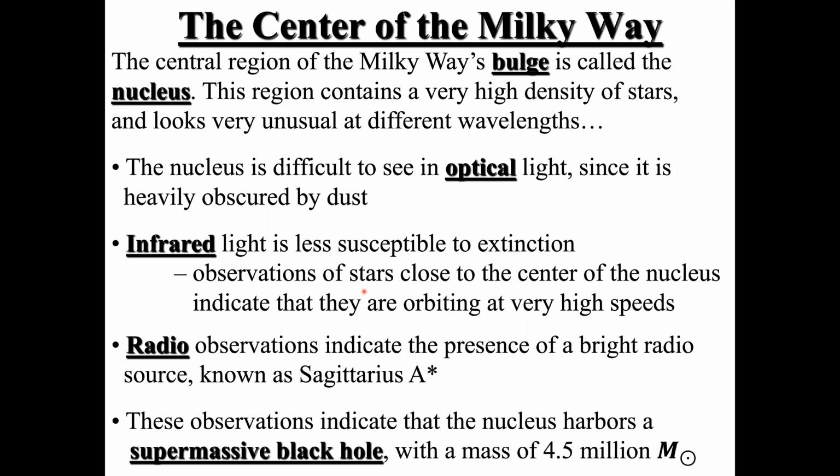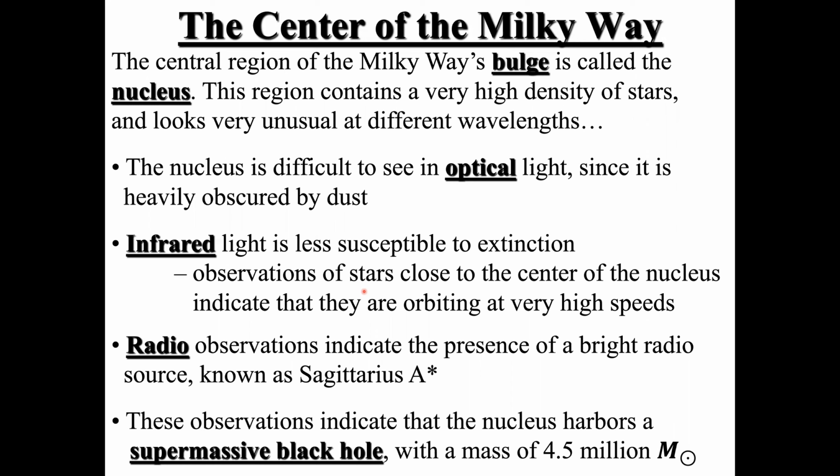The one thing is that this nucleus of the galaxy, which is located at the very center of the galaxy, is difficult to see in optical light because there is a lot of dust around it. That optical light scatters from the dust, and because of that, we used to use a lot of infrared light to look at the central region of the galaxy, right?